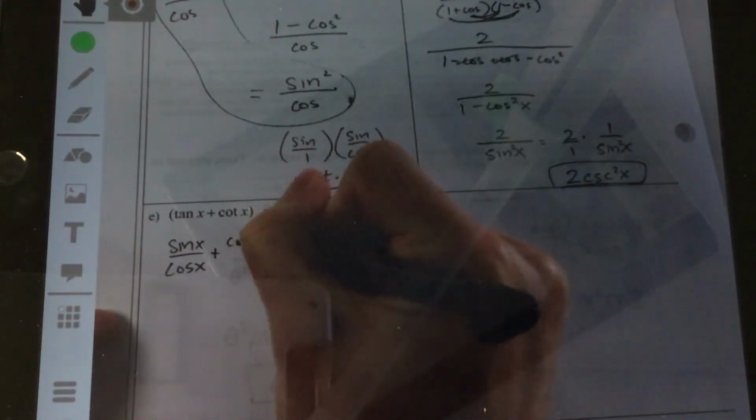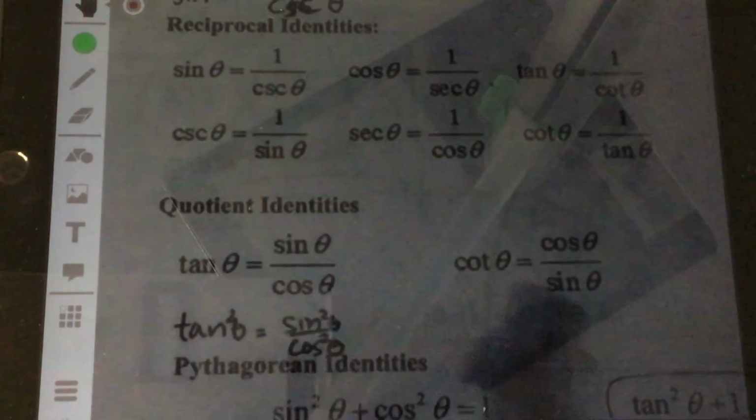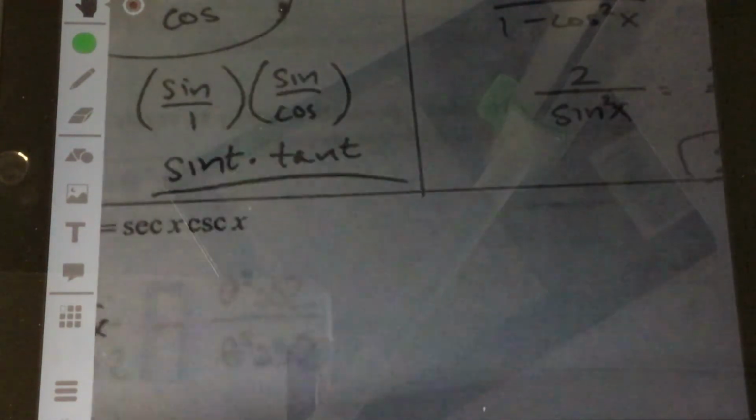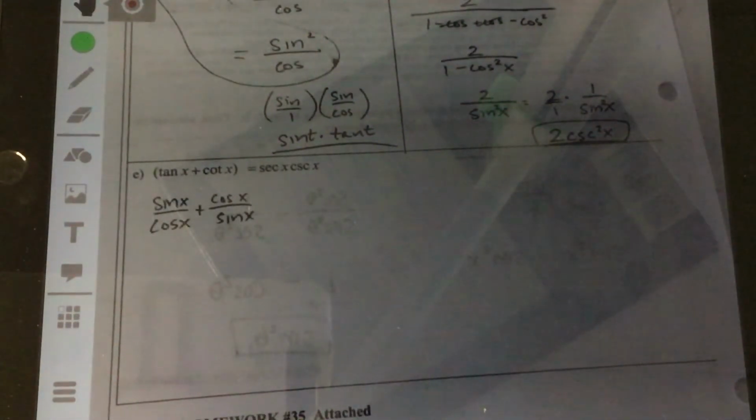If I change tangent into sine over cosine, and then I change cotangent into cosine over sine. So again, if you're not sure yet where I got those from, this section here, the quotient identities, these two. So I just use those. Actually, now that I think about it, I don't remember if this is the easier way or not. One of them's easier than the other. It might be easier to change this into 1 over cotangent and add them together if you want to try that. But I'll just keep working with this.